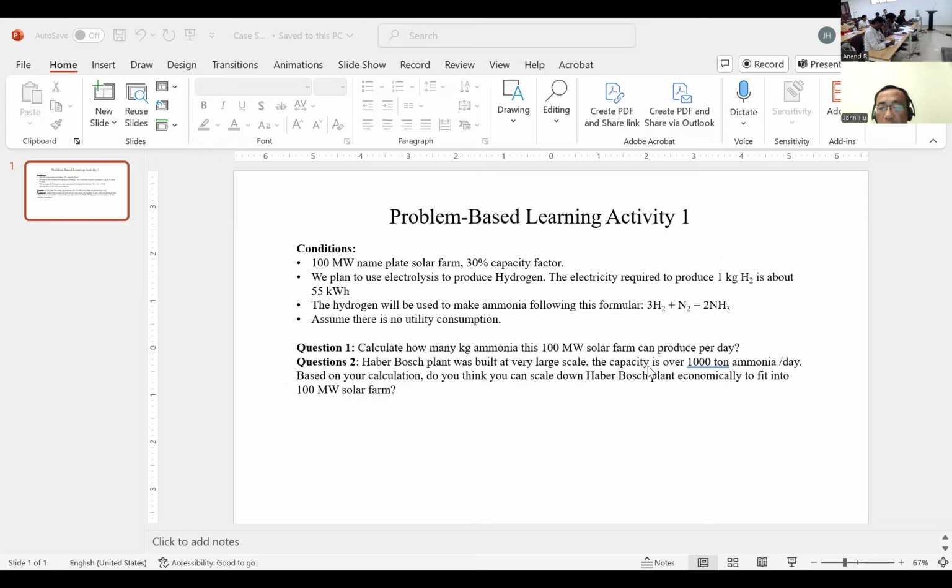The capacity is over 1,000 tons per day. So based on your calculation, how do you compare your calculation capacity with the Haber-Bosch capacity, and what's your thought behind it? I think that in the last 3 or 4 days, I would teach you or give a lecture. Haber-Bosch and renewable power are a mismatch. But I want you to use the data to show where the mismatch is.